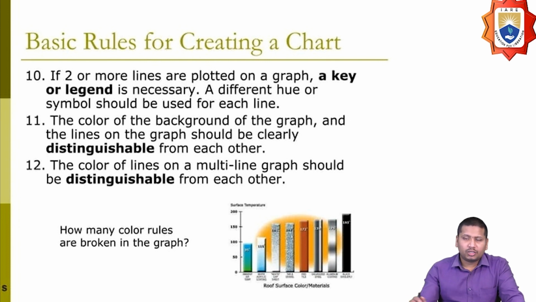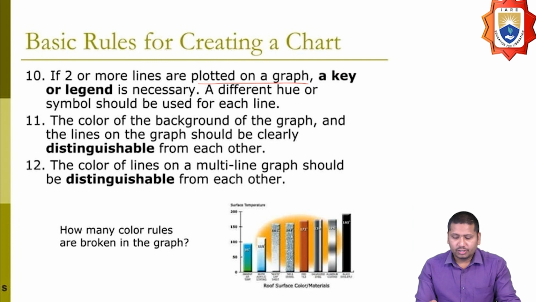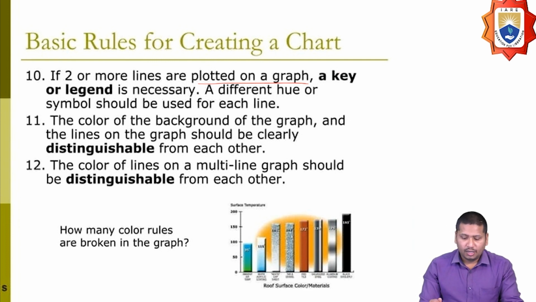If two or more lines are going to be plotted on a graph, the key or legend is necessary, with a different hue or symbol used for each line. The color of the background of the graph and the lines of the graph should be clearly distinguishable from each other, and the colors of the lines of a multiple line graph should be distinguishable from each other.